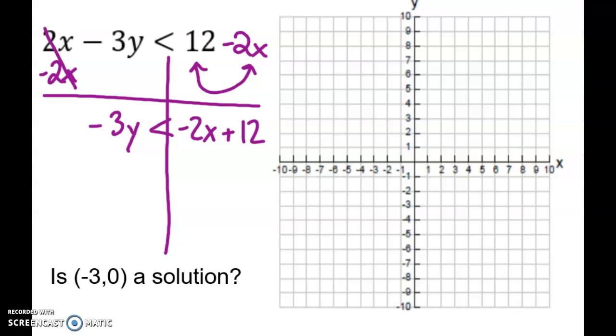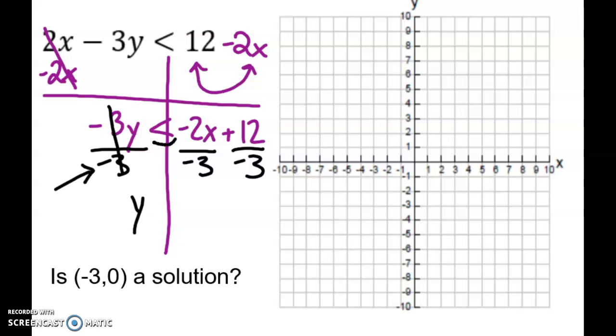And the last step to get y alone would be to get rid of that negative 3 that's in front of it. So we're going to divide each of them by negative 3. The negative 3's are eliminated and y is alone. But one thing we have to remember that we learned earlier in the year is that with inequalities, if we divide both sides by a negative number, like this negative 3 here, then the inequality symbol is going to flip. So it is going to become greater than.